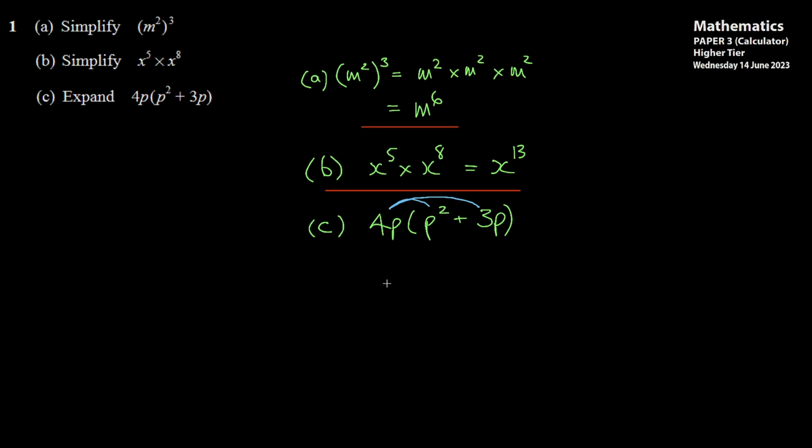4p multiplied by p squared will be 4p cubed. And the second multiplication, 4 times 3, 12. p times p, p squared. And that's the answer they're looking for, part C.